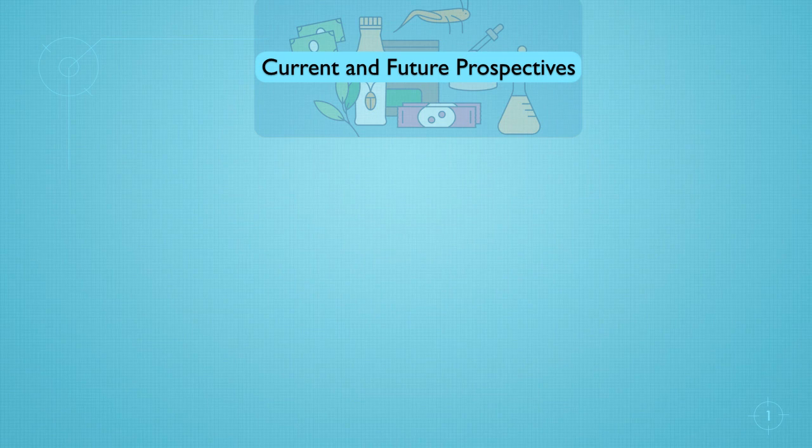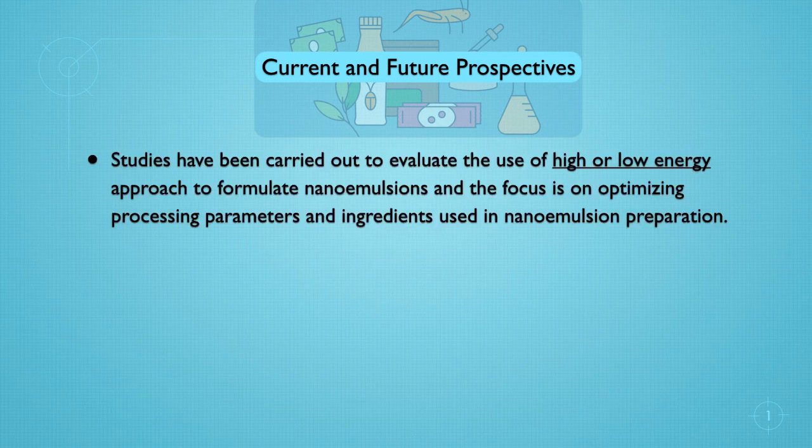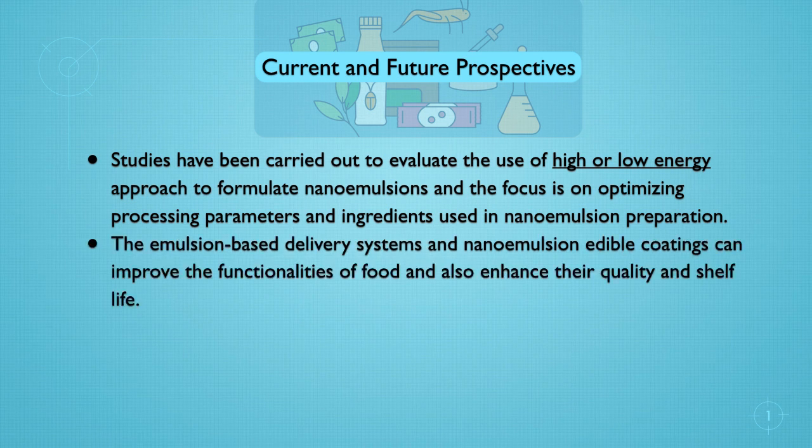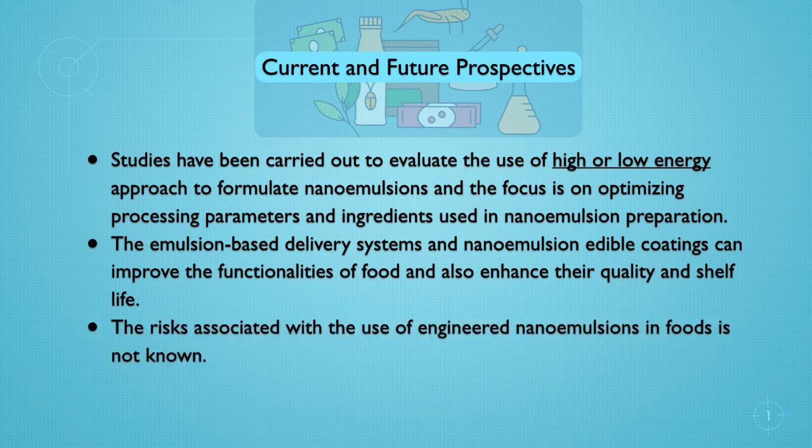So now we will focus on current and future prospects. Different kinds of studies have been carried out to evaluate the use of high and low energy approaches, or we can say methods, to formulate nanoemulsion, with a focus on optimizing those method parameters and the ingredients used in nanoemulsion preparation. And the second one is delivery systems. The emulsion-based delivery system and nanoemulsion edible coating can improve the functionality of a food, and also enhance the quality and shelf life of a food.